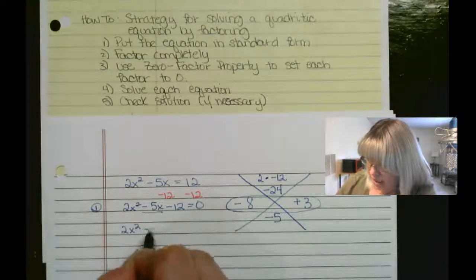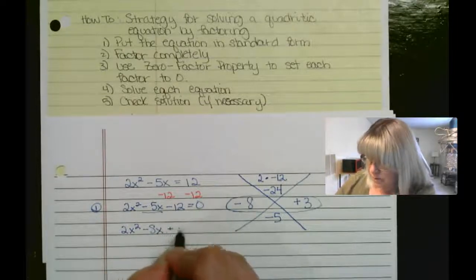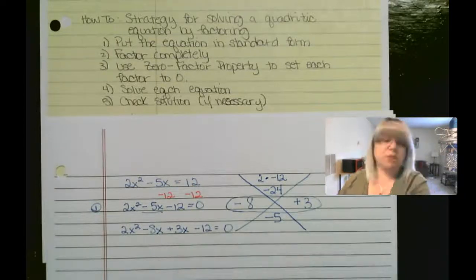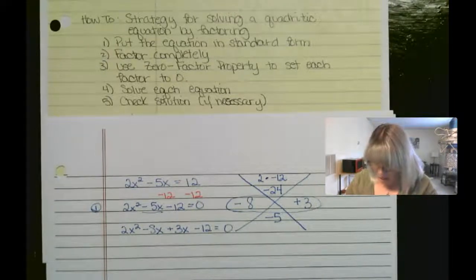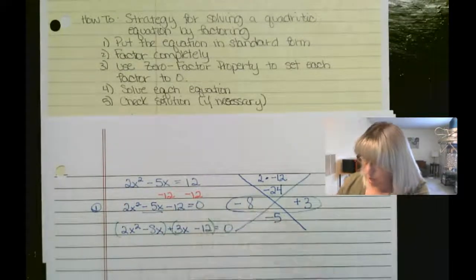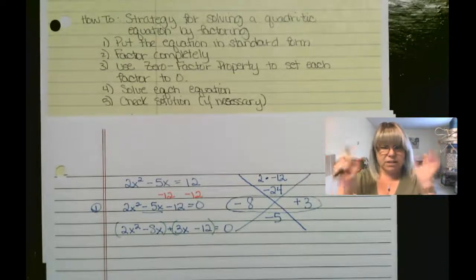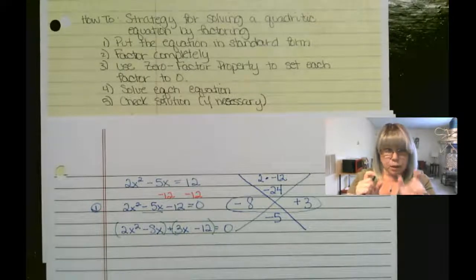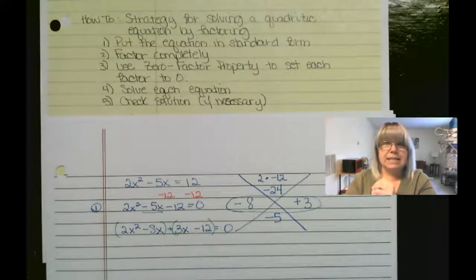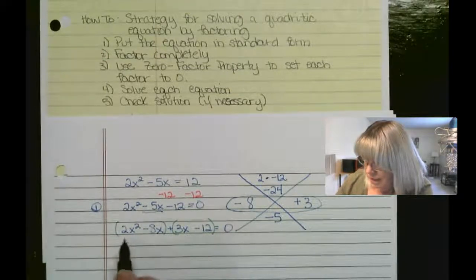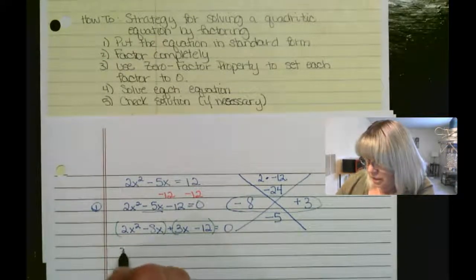2x squared minus 8x plus 3x minus 12 equals 0. And you might be saying, hey, you just made it worse. No, I didn't, because now I could break this big problem apart into smaller problems. And I can factor each one of those little groups and see if, from factoring those groups, there's anything in common. Okay, so for the first group, it looks like its greatest common factor is 2x.